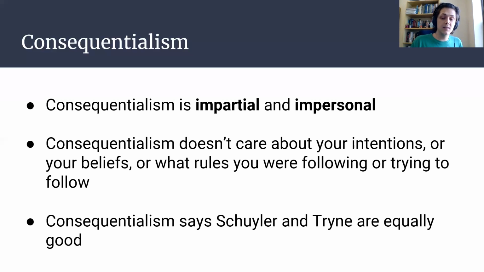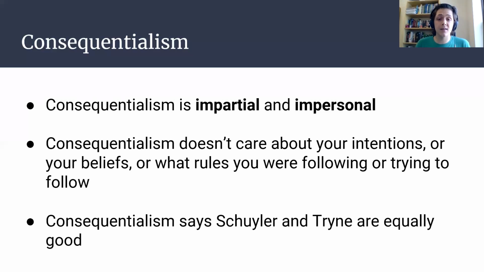Consequentialism says that Schuyler and Trine are equally good, because consequentialism says who they are as a person or what they're like or why they did it does not matter at all. Consequentialism doesn't care why they were acting in this way, why they were saving people. Consequentialism only cares about the fact that they were saving people. They saved lives, and they saved the same number of lives. So they were equally good. So neither of them gets more or less moral credit than the other.